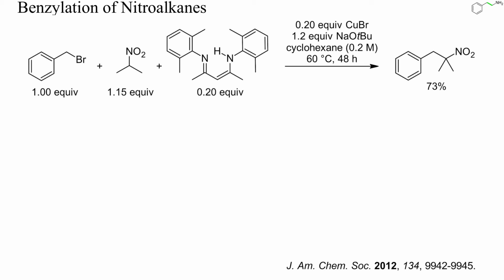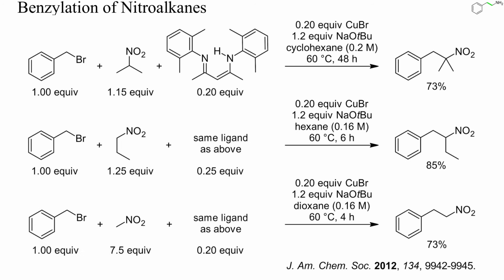Benzyl halides usually alkylate nitroalkanes at oxygen. I'll show you an example of this reaction at the end of this video. With the aid of a copper catalyst, it is however possible to benzylate deprotonated nitroalkanes at carbon, as shown here. Even 1-nitropropane and nitromethane could be benzylated this way in high yield.